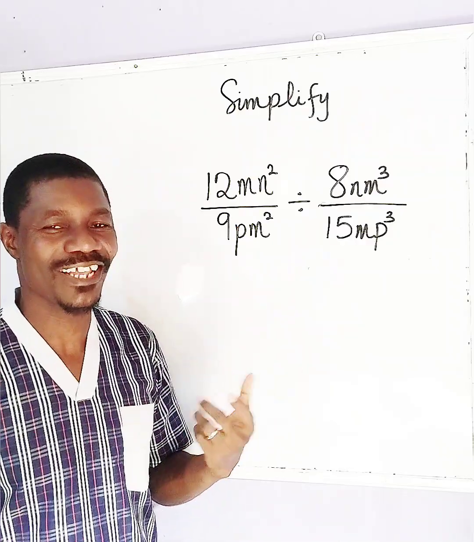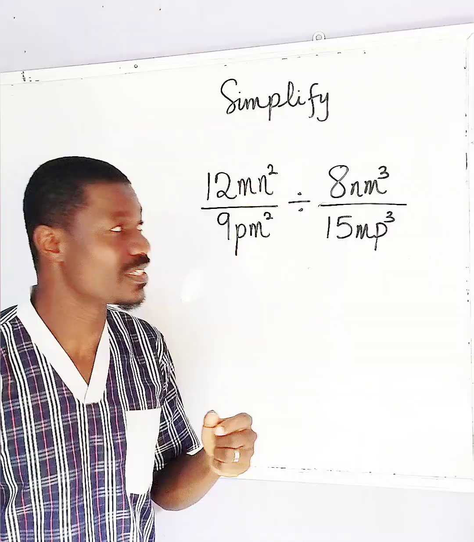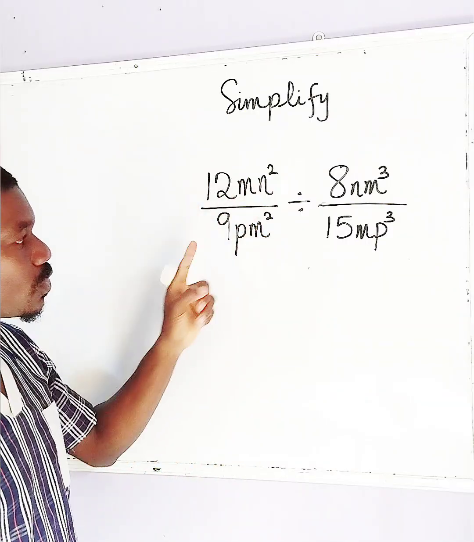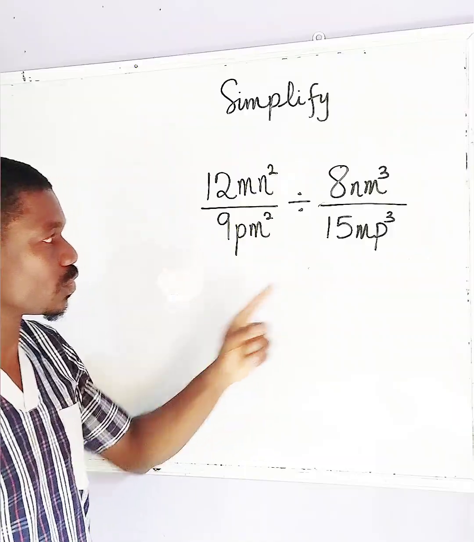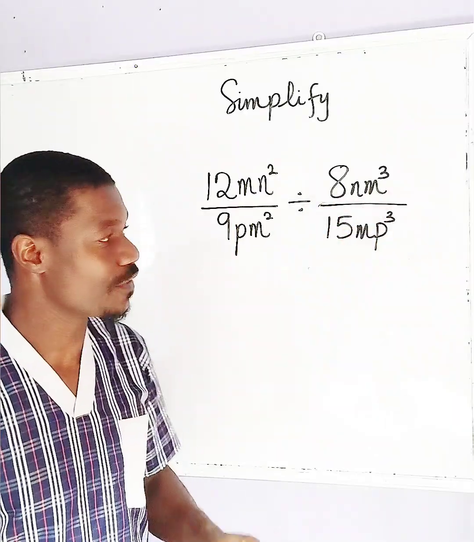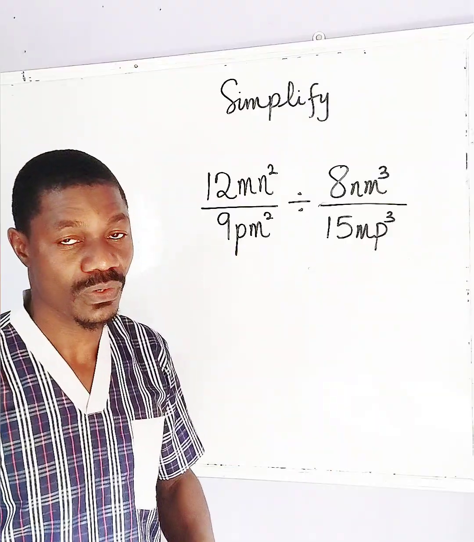Welcome to class. Now let us look at this algebraic fraction. Very easy, and we are told to simplify 12mn raised to 2 all over 9pm raised to 2, divided by 8nm raised to 3 all over 15mp raised to 3.